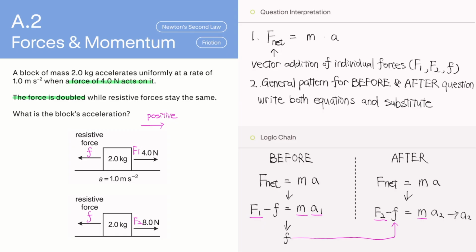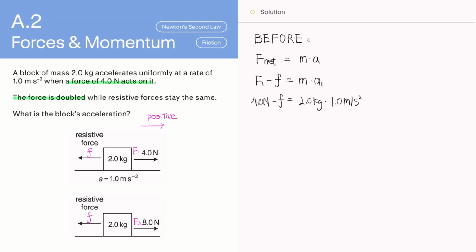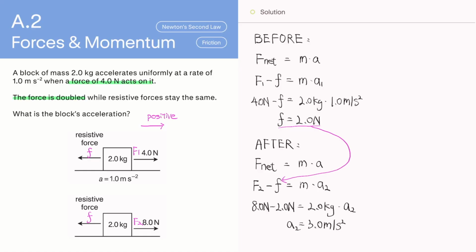Pause here if you'd like to try the problem yourself before moving on. The solution part. Let's start with the before case. Write out Newton's second law, F equals ma. Then write out the individual forces contributing to the net force. Plug in numbers and calculate the resistive force, and then do the same setup for the after case. Write out the net force expression, substitute in the resistive force we just found, and calculate the acceleration a2.